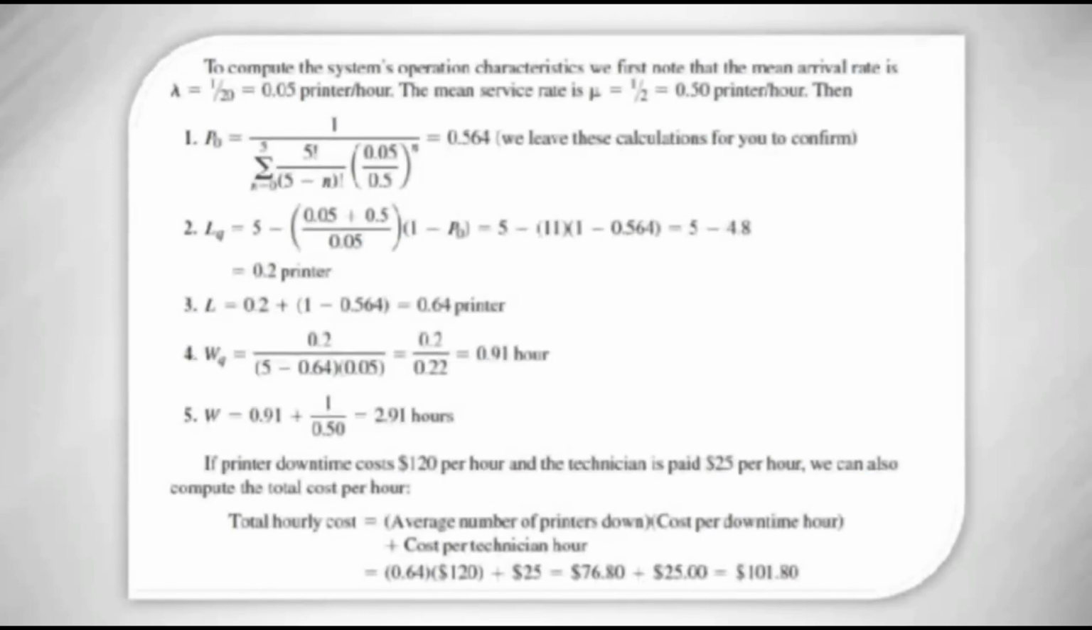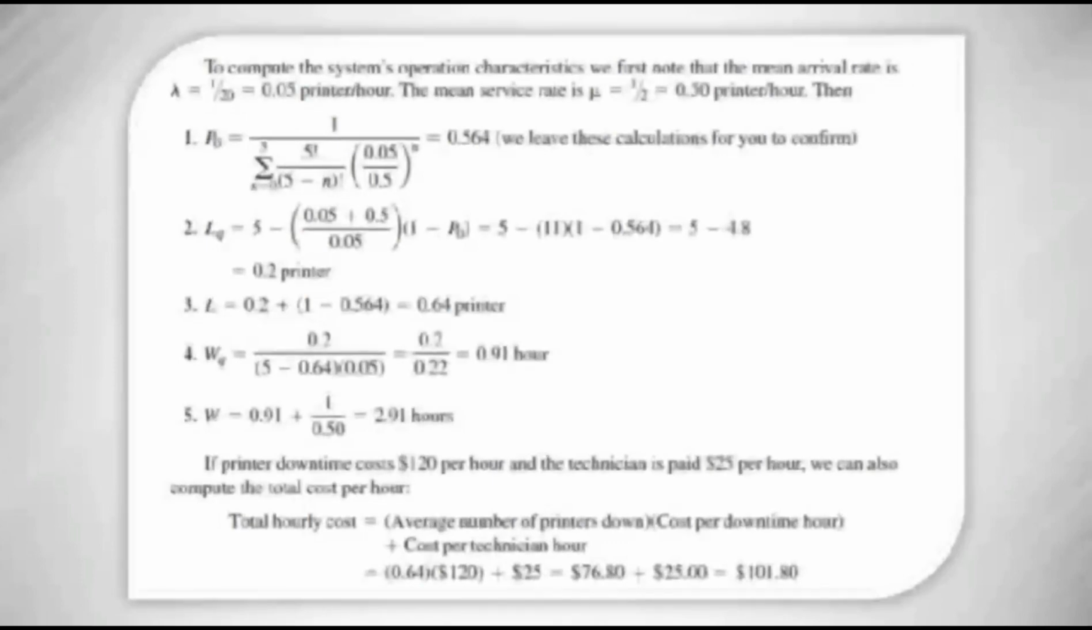So, next, to solve the average waiting time in the queue, the formula would be WQ is equal to LQ divided by (N minus LS) times the arrival rate. So, substitute again: 0.2 divided by 5 minus 0.64, which is the value of our LS from the third formula. Then, we multiply it by our arrival rate of 0.05. Then, we come up with 0.91 hours.